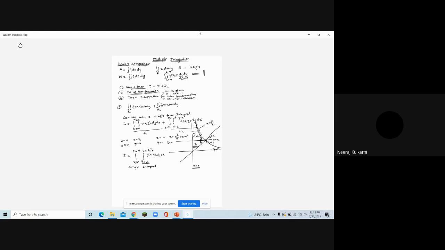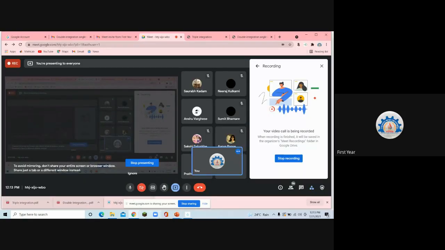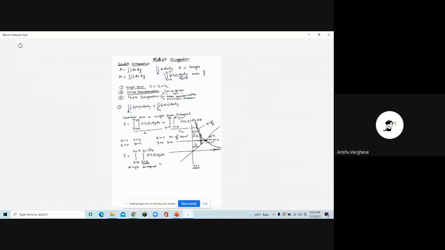All students, if you got it, please type yes in the chat box quickly, so that I can give you the question to solve. Ma'am, I'm not sure whether to put the y limits inside the integral or the x limits outside.